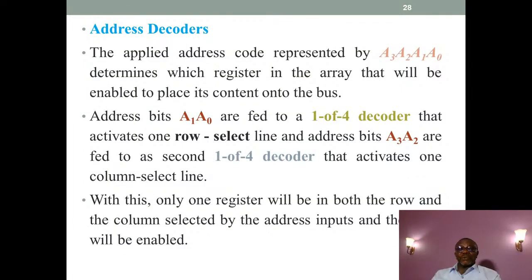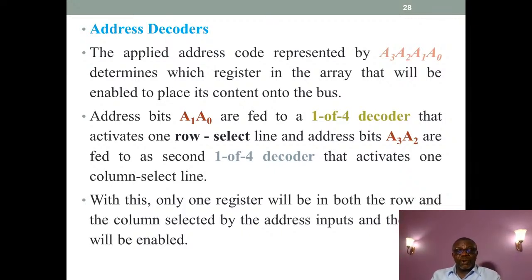So let's quickly paraphrase what we said. The applied address code represented by A3 as the most significant bit and A0 as the least significant bit determines which register in the array will be enabled to place its content onto the bus. Address bits A1, A0 are fed to a 1 of 4 decoder. Please, in our next lecture, we will start looking at these hardware and see how they really operate, the internal constructions of them that enable them to select 1 out of 4.